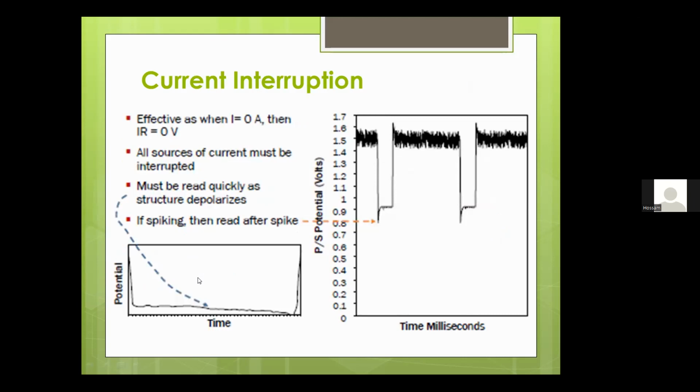We can make current interruption to measure the polarized potential, the instant off potential. If we have multiple sources of current, all sources must be interrupted together. We must read the potential quickly before depolarization happens to the structure. If we have a spike like this, we should miss the spike and get the reading after the spike. Okay, this is not the off potential, but this is the off potential.